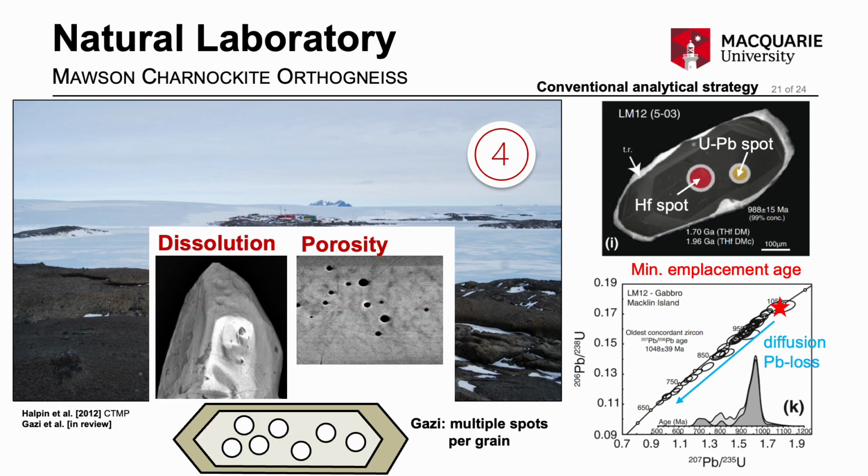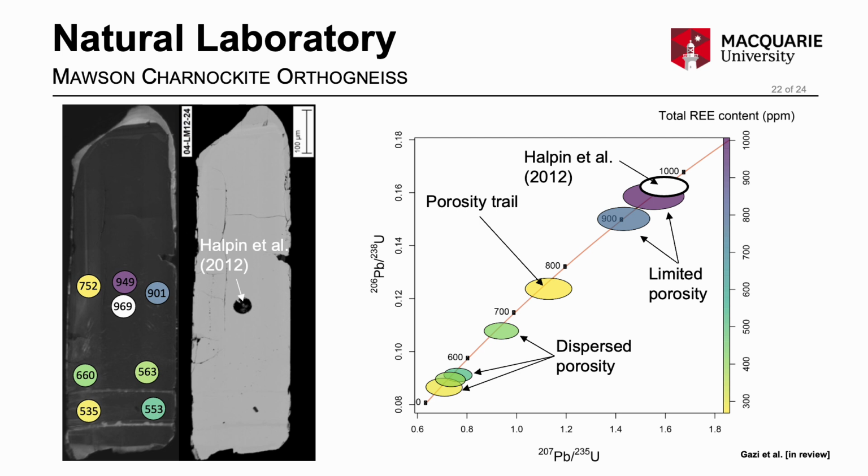However, we now recognise that these zircons have all the microstructural signatures of CDP replacement. Our PhD student John analysed multiple spots per grain after carefully distinguishing domains of different porosity density. As an example, this grain, where you can see the 2012 spot in the middle there, from the study of Halpin et al., was analysed with 7 new spot analyses based on the distribution of porosity.